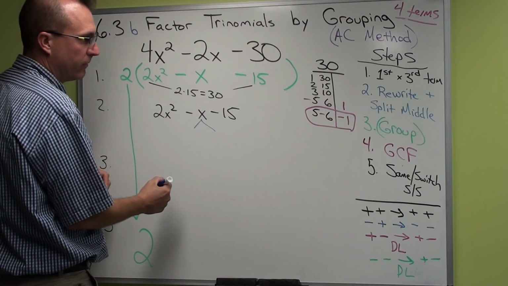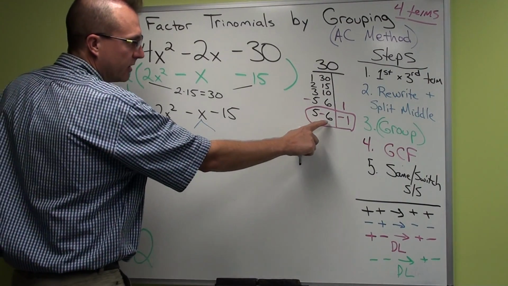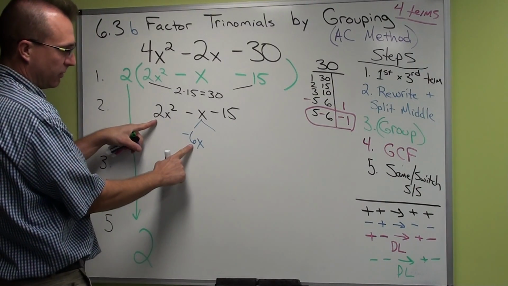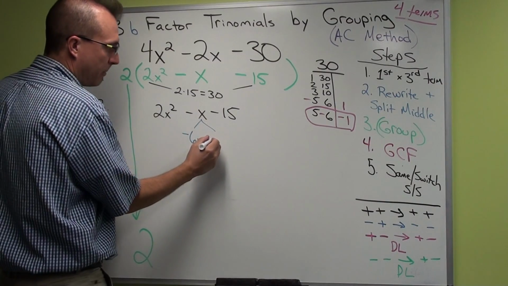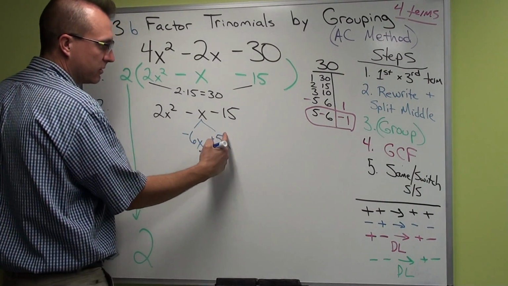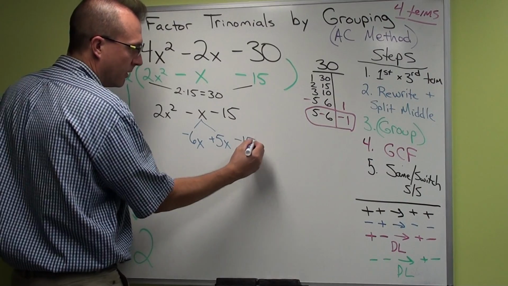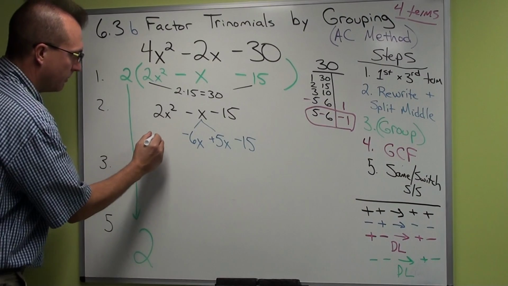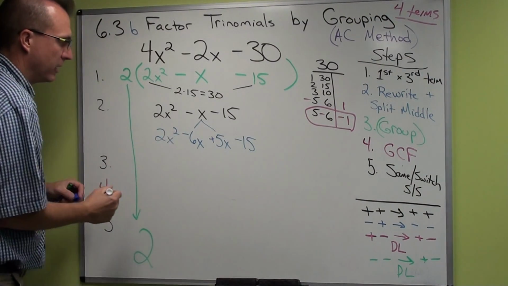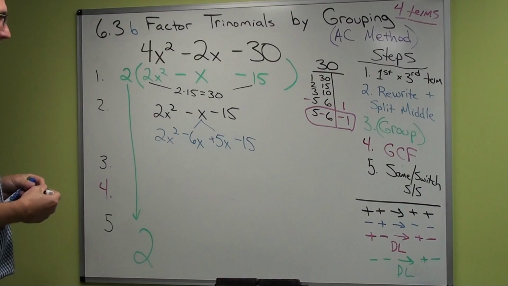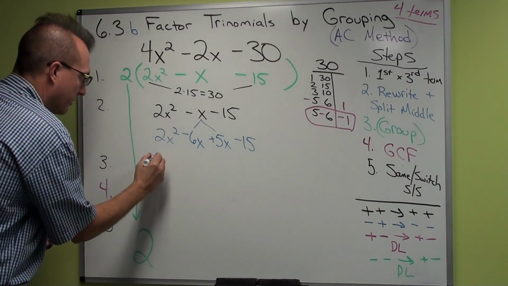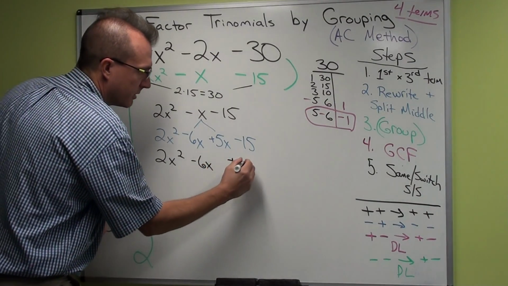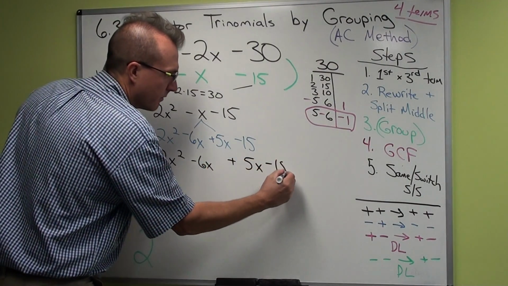Split my middle. So I have a 5 and a 6. I put my negative 6x here, because they're compatible, and my positive 5x here, because the 5 and the 15 are compatible. Either way you do it with this one, I believe it will work out fine. Alright, group it. So I'll rewrite it with the black: 2x squared minus 6x plus 5x minus 15.